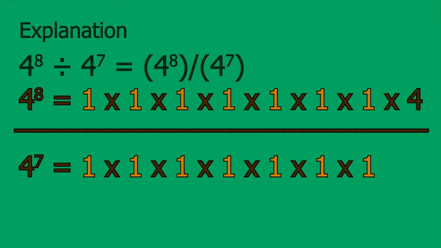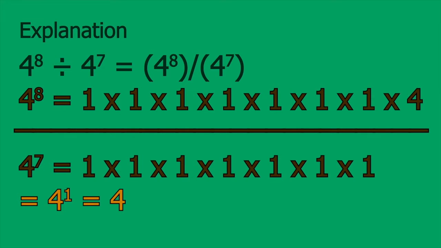So on the top, technically, you have 1 times itself 7 times, times the remaining 4, and the bottom is 1 times itself 7 times. So it's all just 1. So now you have the remaining 4 on top divided by 1, which equals 4. Or in this case, yes, 4 to the 1st power.